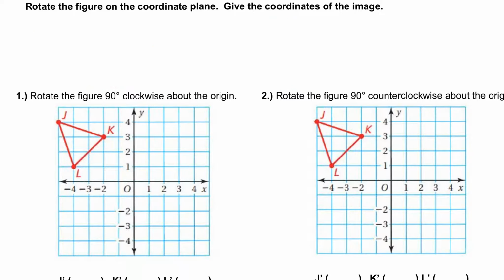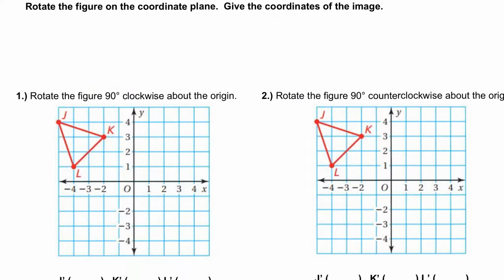One last example of a rotation here. Number 4 says rotate the figure 270 degrees counterclockwise about the origin. So we are going to rotate our page 3 times to the left. So here's 1. There's our second turn. And here's our third turn.